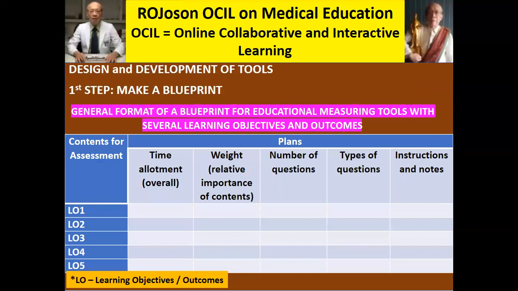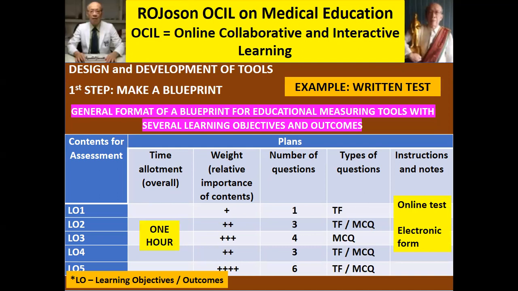Here is the general format of a blueprint for educational measuring tools with several learning outcomes and objectives, as recommended by yours truly. So LO1, LO2 to 5, LO stands for learning objectives and outcomes. First column is time allotment. It could be overall, or there could be some breakdown on the time here. Then weight, meaning the relative importance of the contents, number of questions to be asked for each item, for its learning objectives, type of questions, and then instructions and notes of the tool developer.